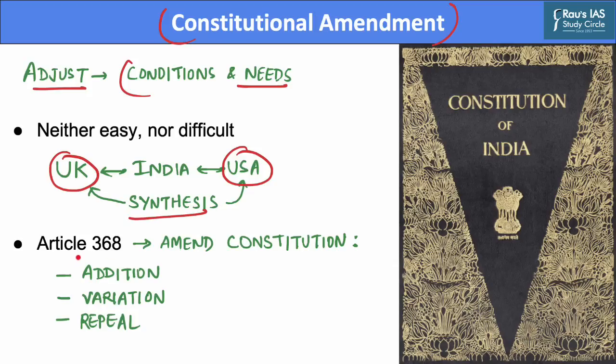Article 368 of Part 20 of the Constitution deals with the powers to amend the Constitution and its procedure. It states that the Parliament may, in exercise of its constituent power, by way of addition, variation, or repeal, amend any provision of the Constitution in accordance with the procedure laid down for the purpose. Now, what is the procedure to amend the Constitution? Let us have a look.